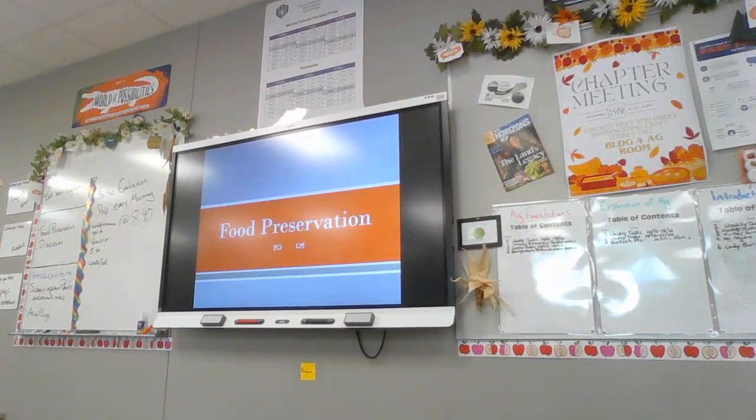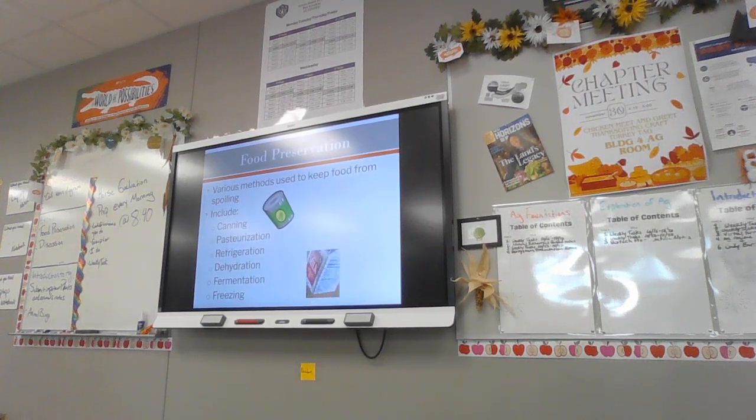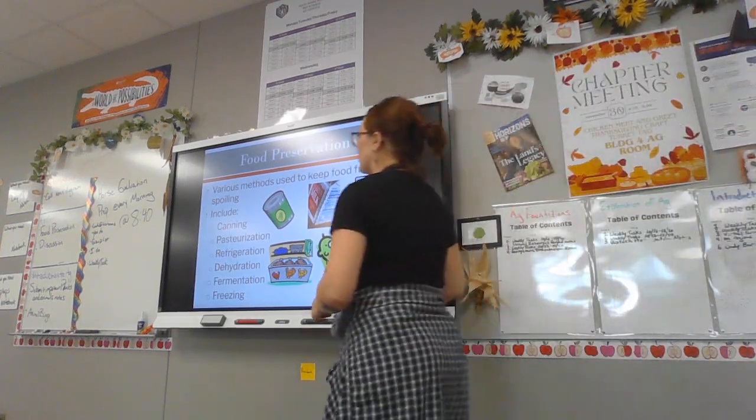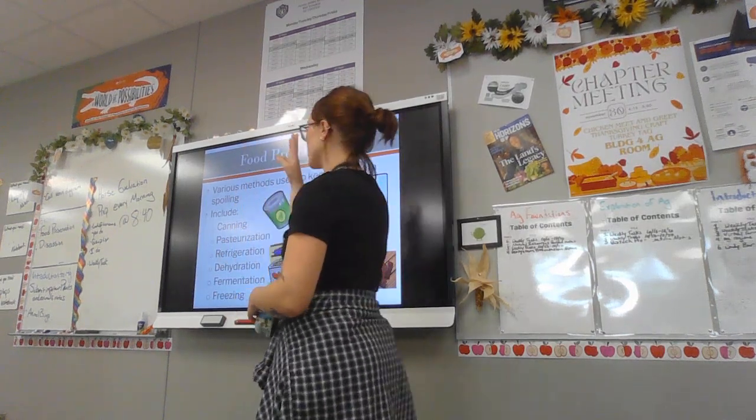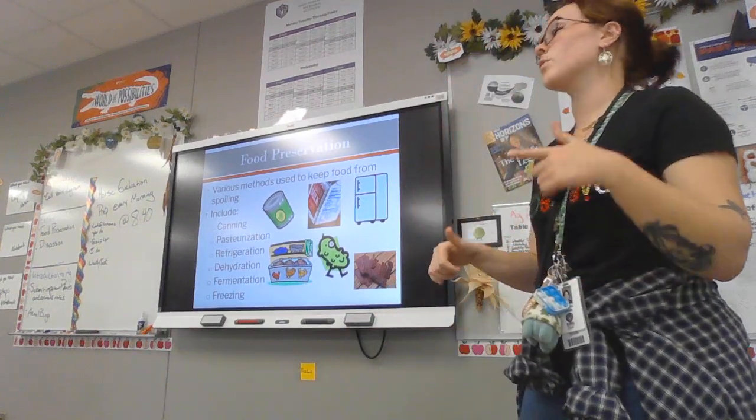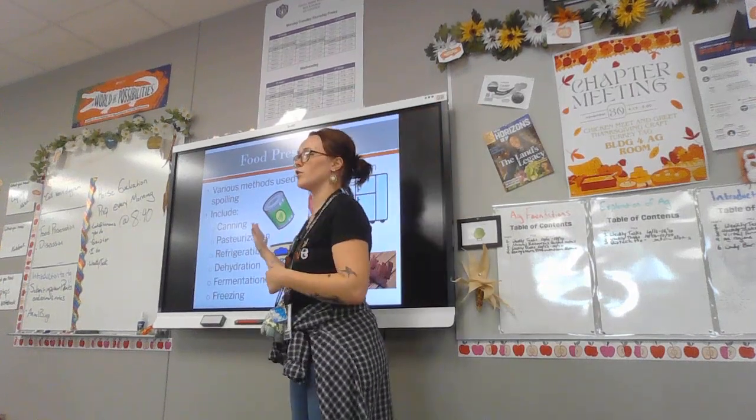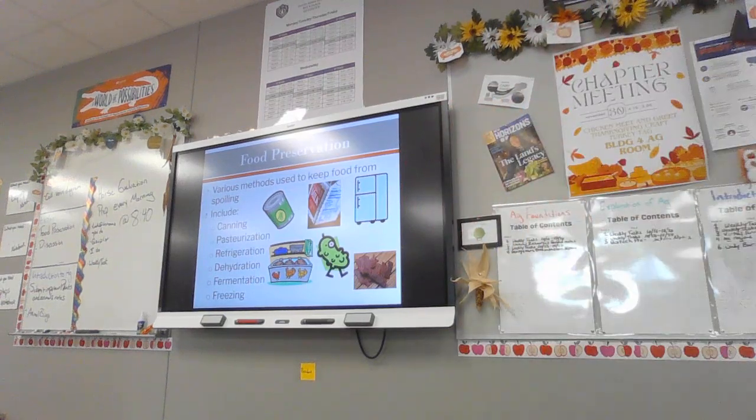Okay, so we're going to look at 6 different types of preservation. That is going to include canning, pasteurization, refrigeration, dehydration, fermentation, and freezing. You do not have to write this down. Today we're going to go through the first 3: canning, pasteurization, refrigeration. On Monday, we're going to finish up with dehydration, fermentation, and freezing. These are just various methods to keep food from spoiling. In general, we're either going to be removing oxygen or removing moisture. Those are really the only 2 ways to prevent food from spoiling.